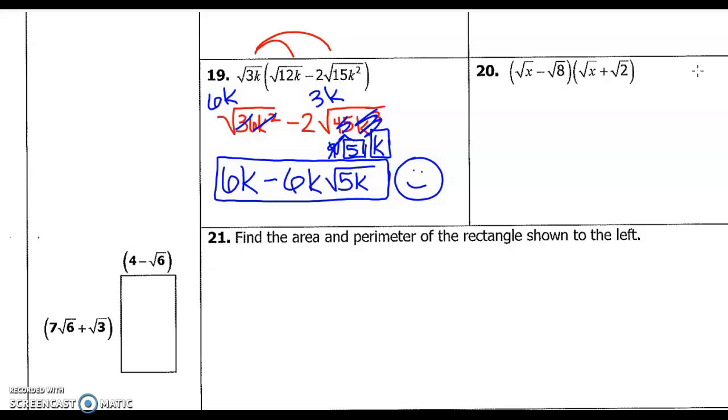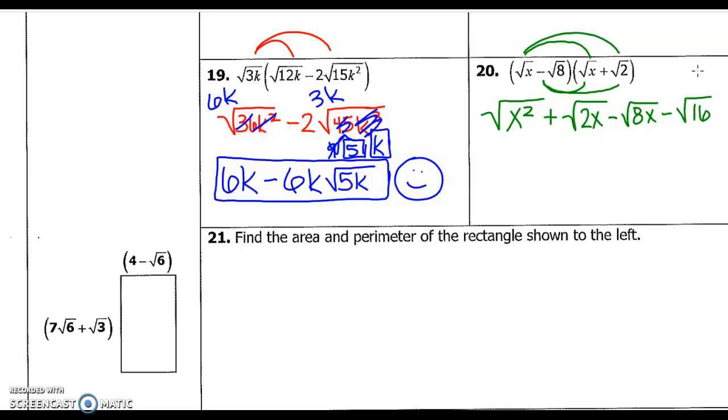And the last one we will look at, number 20, we'll go through by radical x times radical x squared. Radical x times radical 2 would be plus the square root of 2x. Negative radical 8 times radical x would be negative radical 8x. And negative radical 8 times positive radical 2 would be negative radical 16.